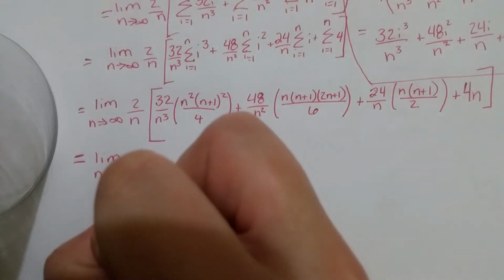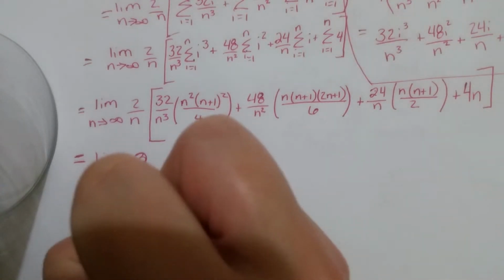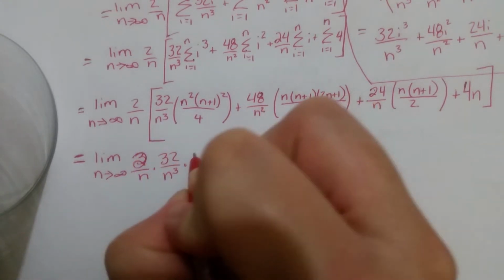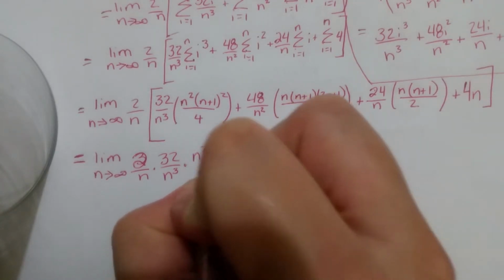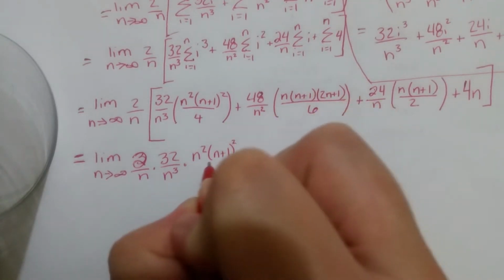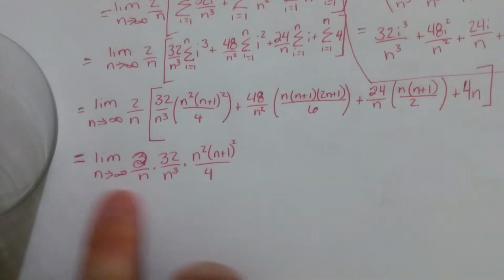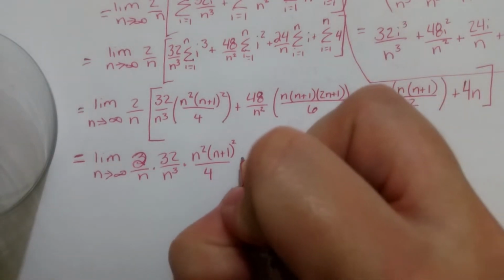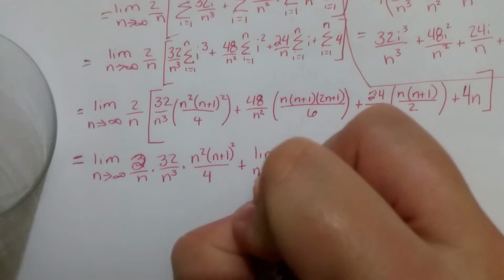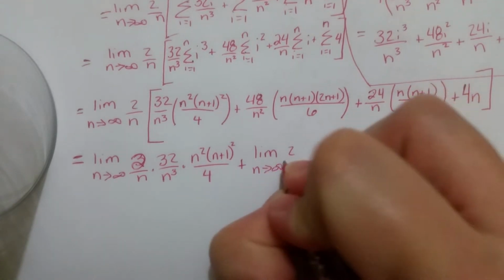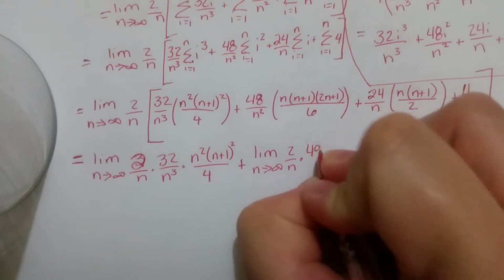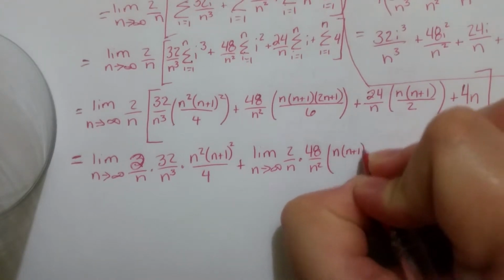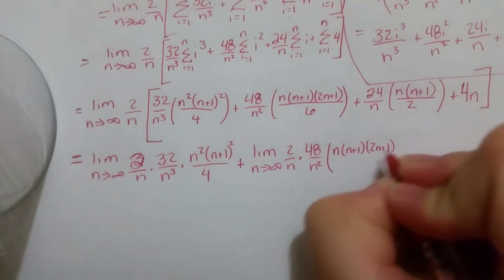So the first one is this. I am going to write all of those. Sorry, 2 over n, 2 over n times 32 over n cubed times n squared, n plus 1 squared over 4. Okay, that's the first one. Now notice this 2 over n has to go with each one. So then this next one's going to be the limit as n approaches infinity. Again, 2 over n, 48 over n squared. And then you've got n plus 1, 2n plus 1 over 6.